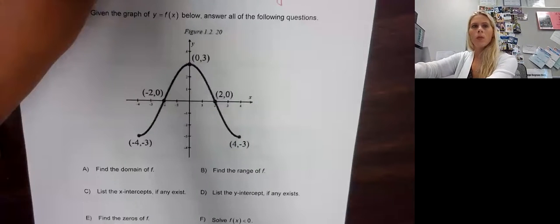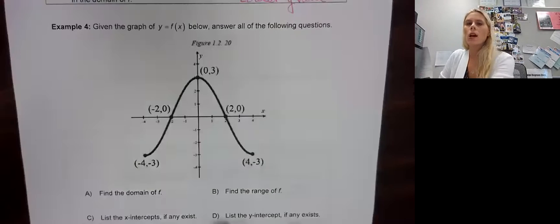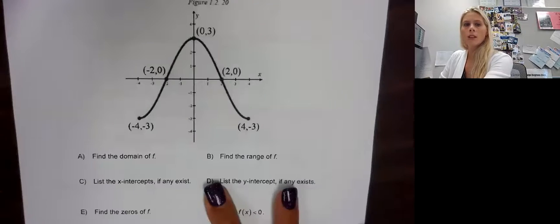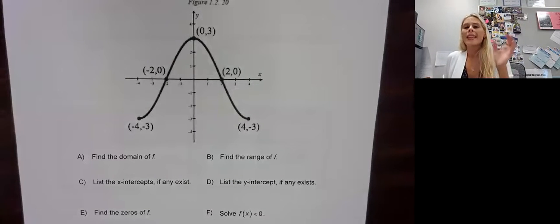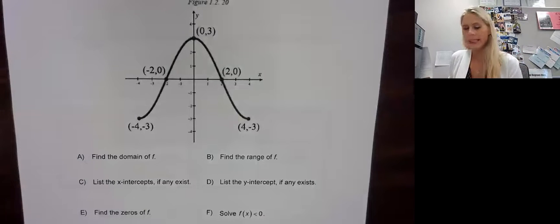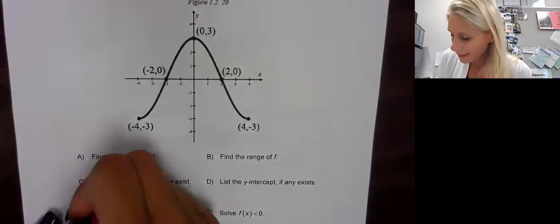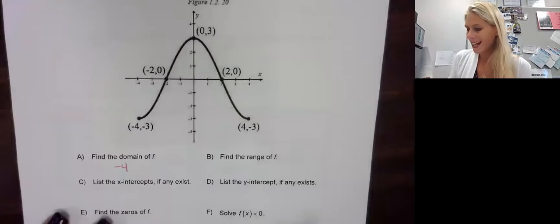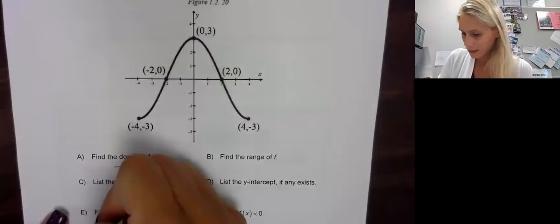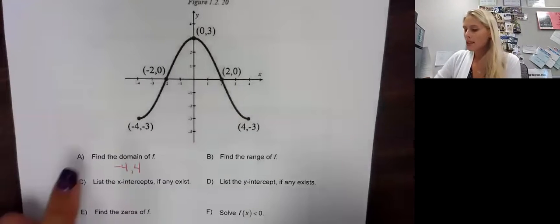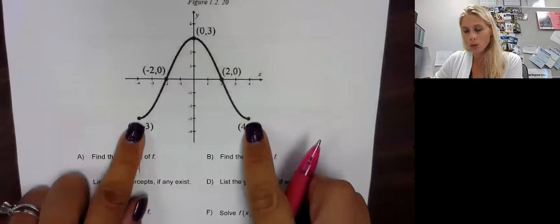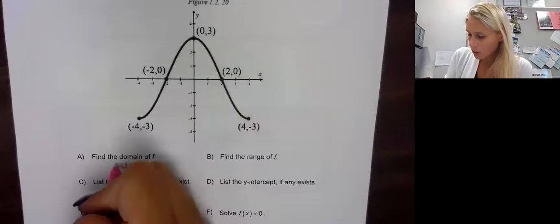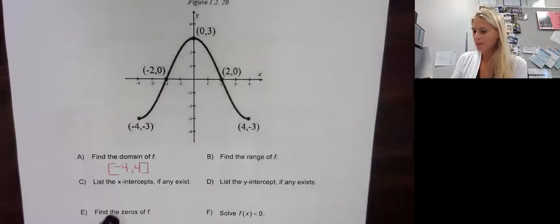So, y equals f of x below. Answer all the following questions. So first it says, find the domain of f. Remember that the domain is the x values. So what is the lowest x value you see on this graph? Well, I see -4. And the highest x value I see is 4. Now, do they include it or exclude it? Filled in means include. So that means we need to do brackets.